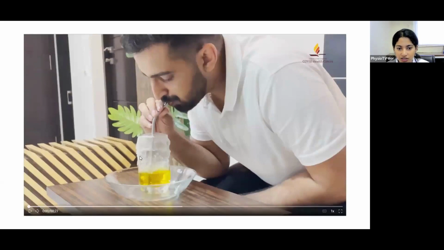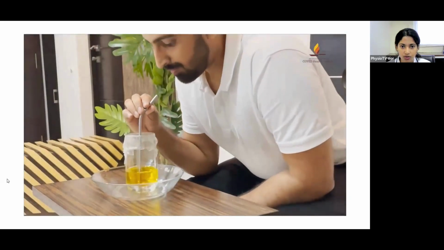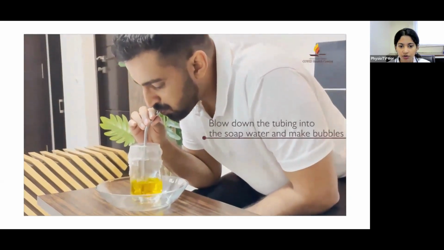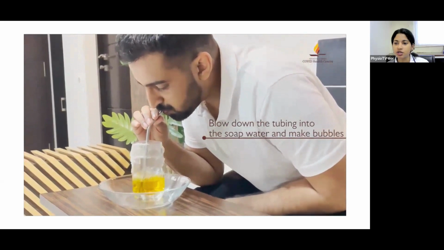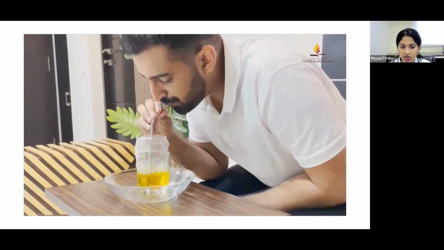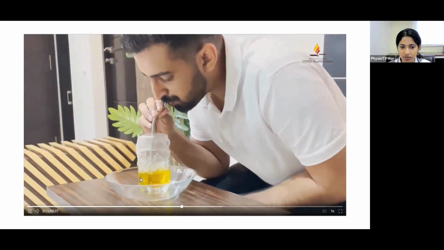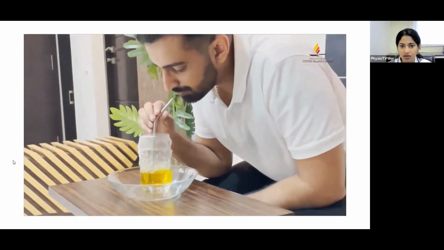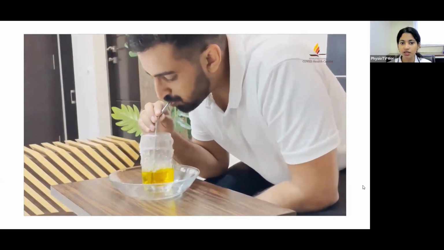So as you can see, there is a container which is filled with yellow water. They have used soapy water here, okay? And a straw is being used to blow into the water. With the mouthpiece, the subject is blowing into the tubing or the straw that is going to create bubbles in the water. So you can see the bubbles that are coming up. So this is how the bubble therapy or the bottle therapy is used.